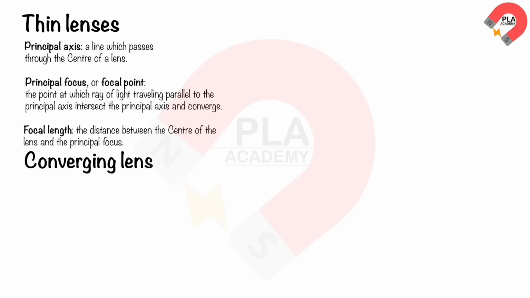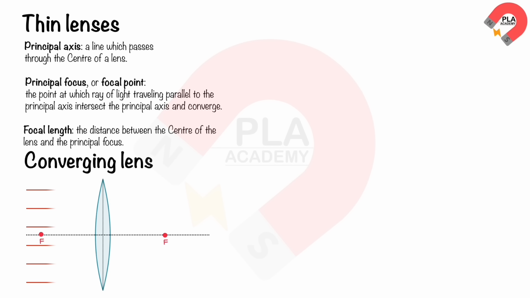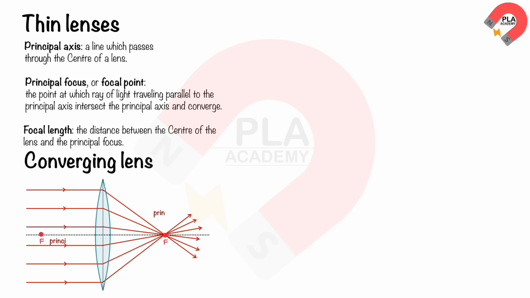Converging lens. In a converging lens, parallel rays of light are brought to a focus. This point is called the principal focus. The distance from the center of the lens to the principal focus is called the focal length. The line that passes through the center of a lens is the principal axis.